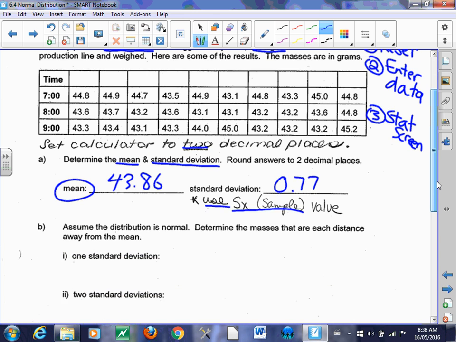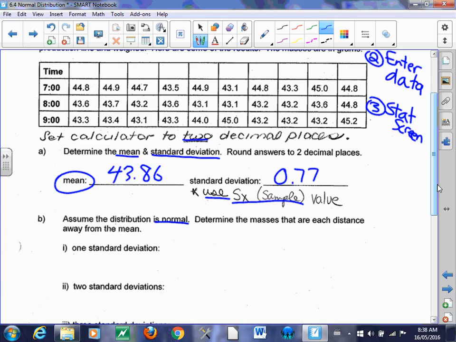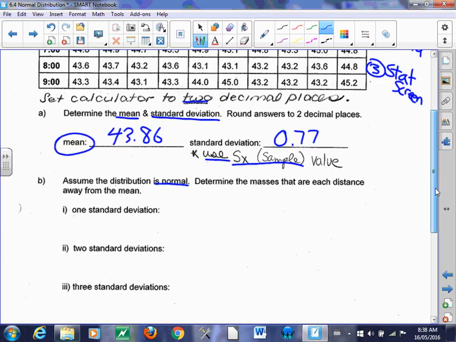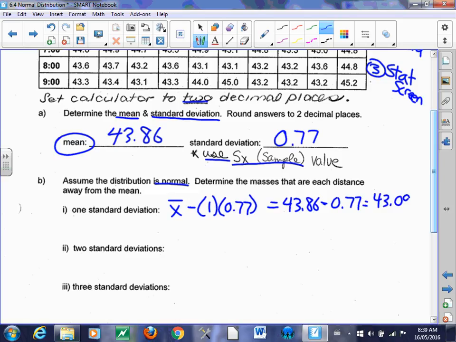All right. So if we're assuming that the distribution is normal, determine the masses that are each distance away from the mean. So if they're 1 standard deviation away, we know that 43.86 is our middle. So you're going to add 1 standard deviation or subtract 1 standard deviation. I'll show you a little patterning that we can follow. So you take the mean, you subtract 1 standard deviation, which is 0.77. Okay, plug that in, so that's going to be 43.86 subtract 0.77 equals 43.09. Do the same, but you're going to add that 1 standard deviation in. And you get 44.63, okay?